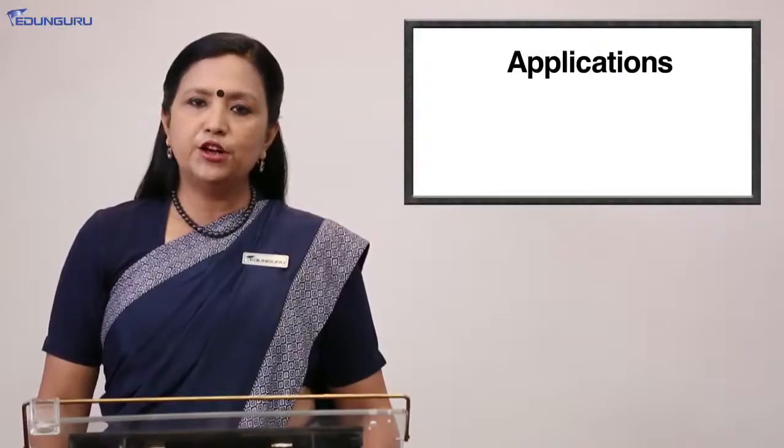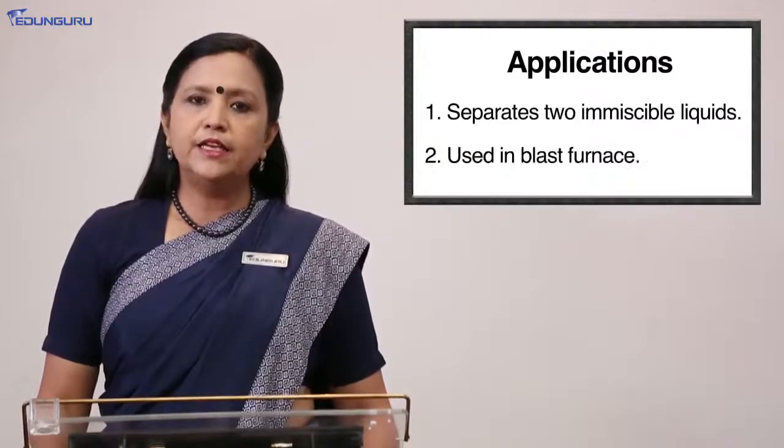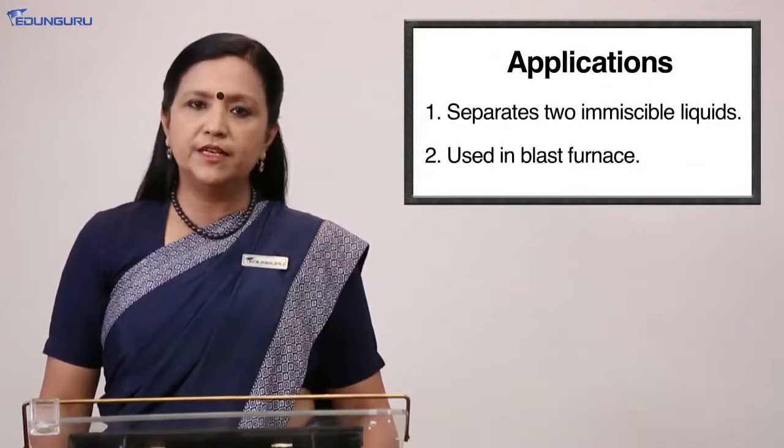Now, the application of this method. This method is used to separate two immiscible liquids. It is also used in the blast furnace while the extraction of iron takes place from its ore. The two layers are formed, the lighter slag on the top and the heavier molten iron at the bottom, and it can be separated by this method.